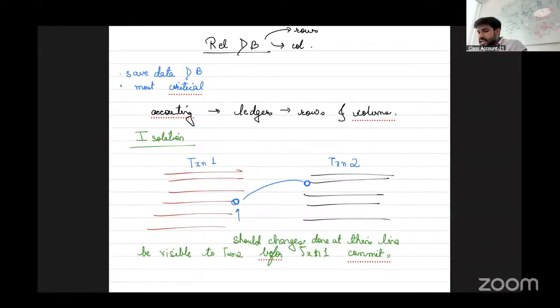Now, databases are one of the most critical things where we save data. And here we would be talking about the I of ACID, the ACID properties of a relational database. What is isolation level? When one transaction is running and transaction 2 is running, how should they communicate with each other? This is what we would be talking about.